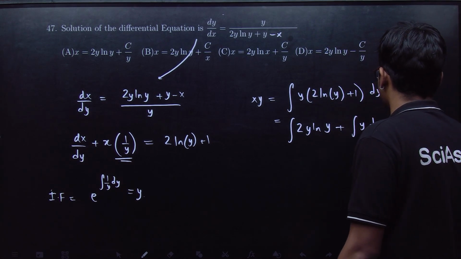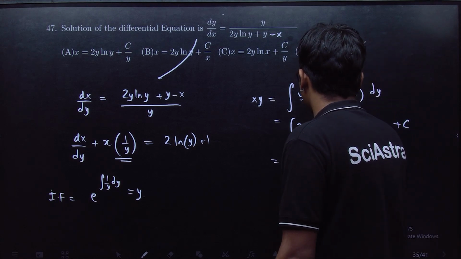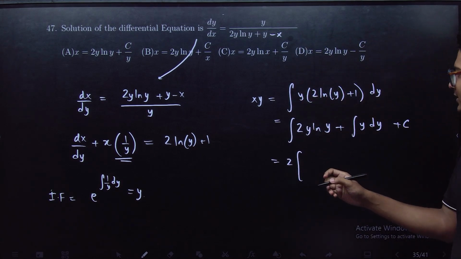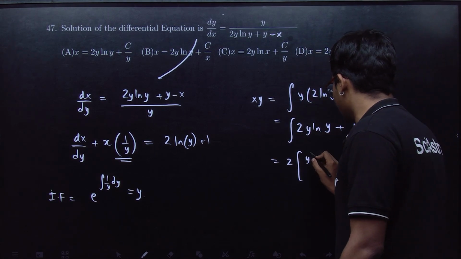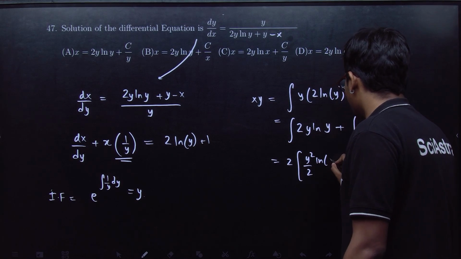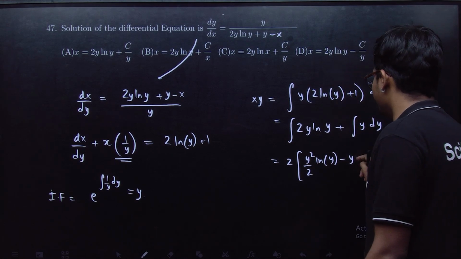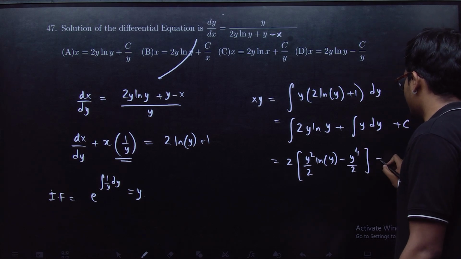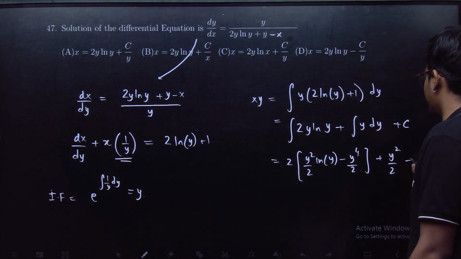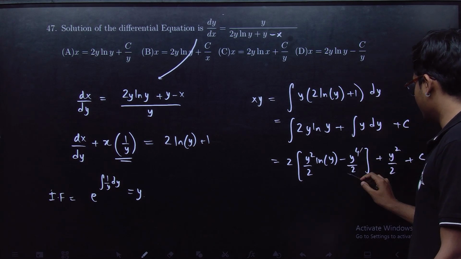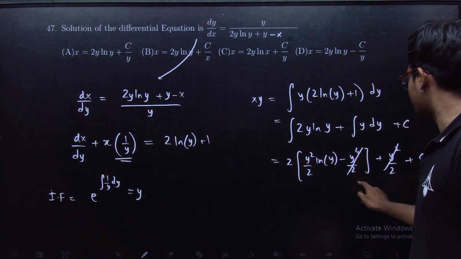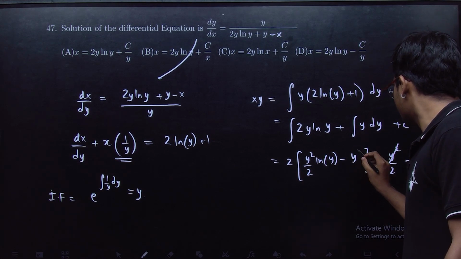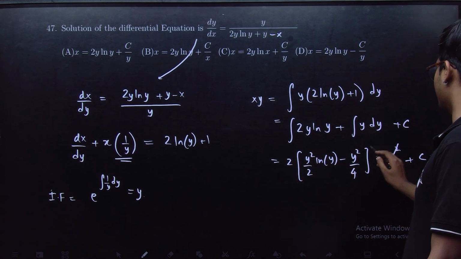Plus some constant, obviously. This turns out to be twice of, what is the integral of this? It turns out to be y square by 2 ln y minus y square by 4, right? It's a standard integral. We have done this in by parts, right? So y square by 2 plus some constant, right? So this and this will cancel out, right? After multiplying with this 2. So this is going to be y square by 4. Yeah. So this multiplying by 2 will cancel out with this.